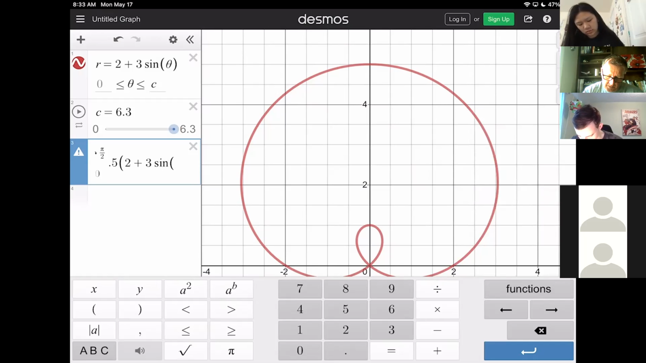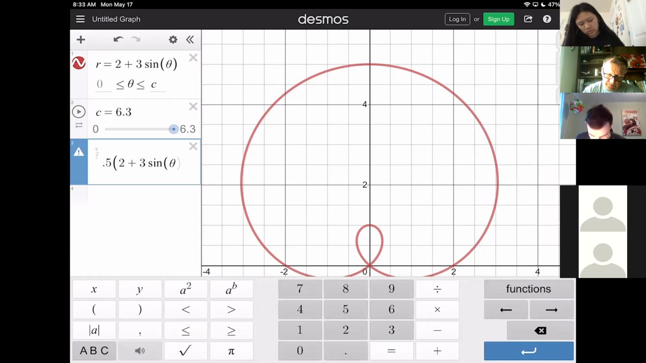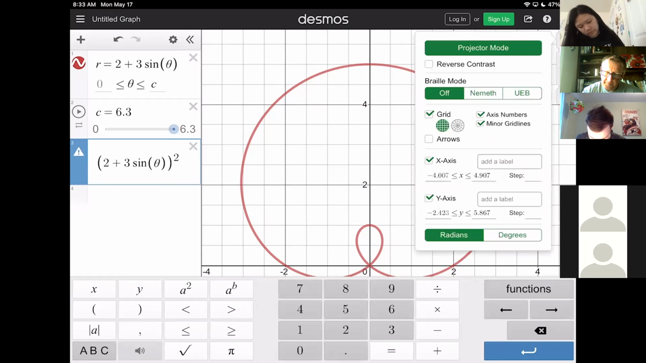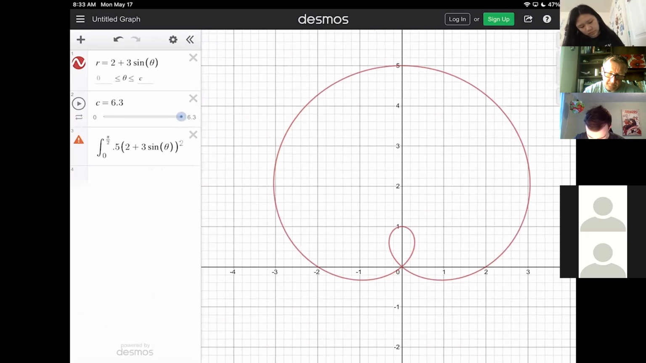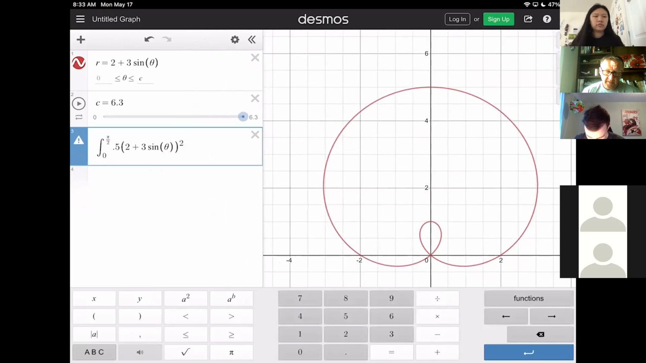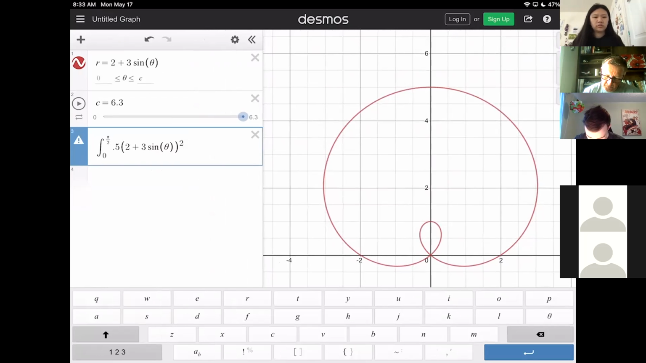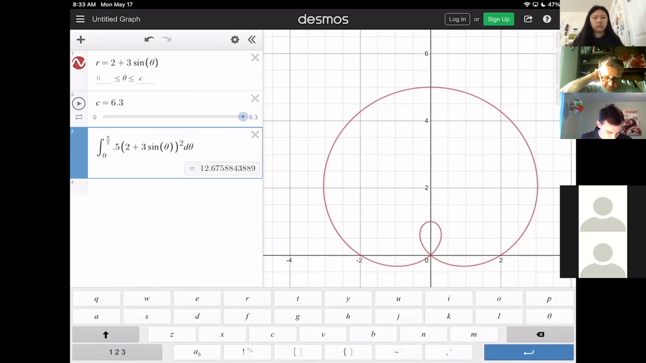Theta should also be on this screen, but it is not. Close that parentheses, square it. Take this out of projector mode. It's a little easier to see. And again, it's not working yet because I haven't put d theta there yet. So as soon as I do that, I kind of like that it makes you do that, even though we kind of ignore it, as you know, when we actually carry the process out.